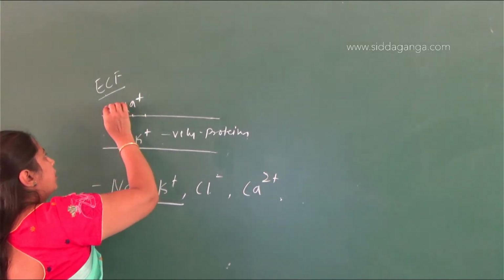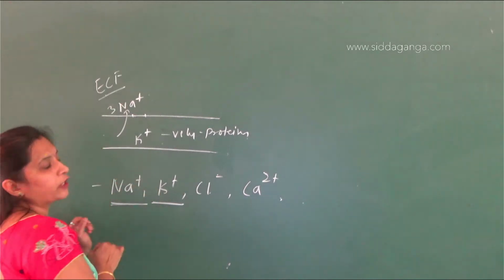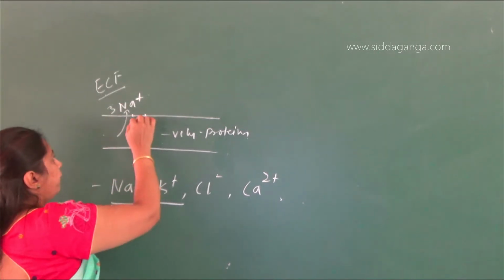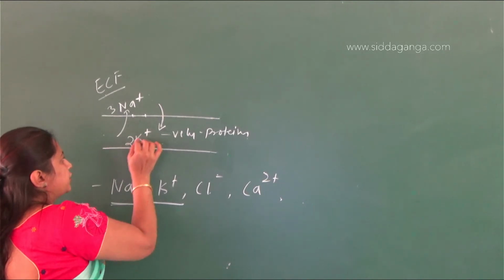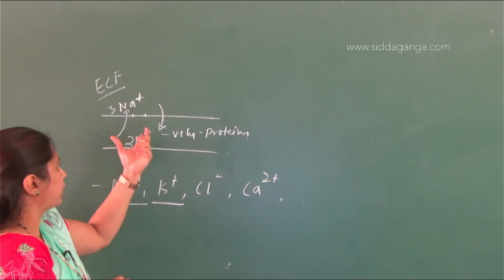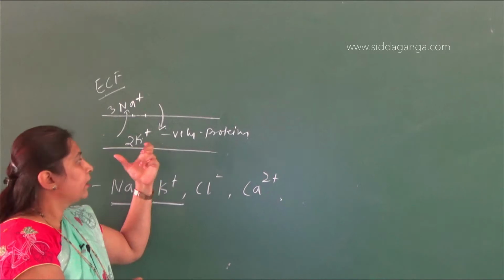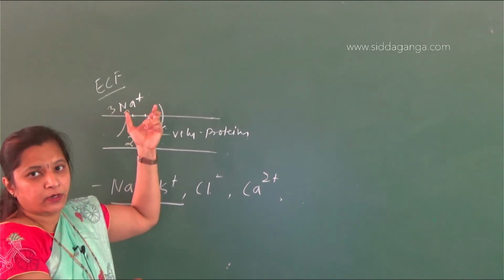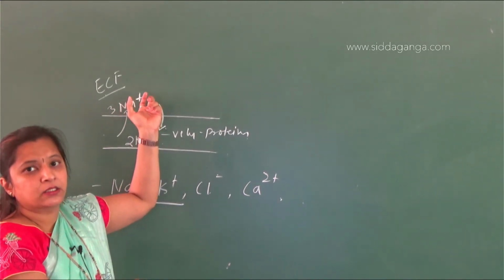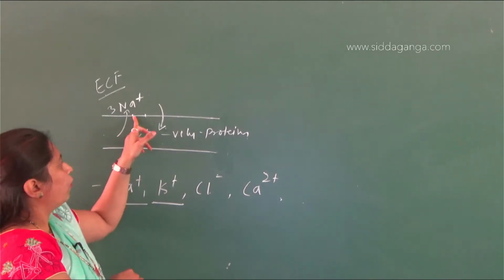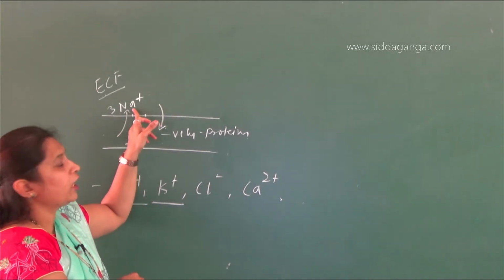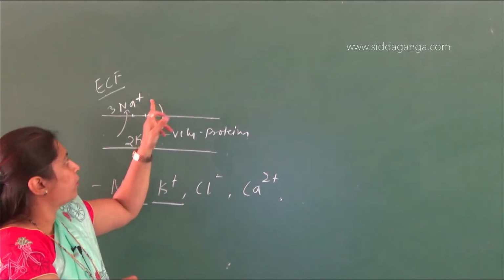How many sodium ions does it send out? 3 sodium ions go outside for every 2 potassium ions into the cell. So if two potassium ions come inside, in exchange how many sodium ions go outside? 3 sodium ions go outside. So the outside of the membrane has more sodium ions, which are positively charged.